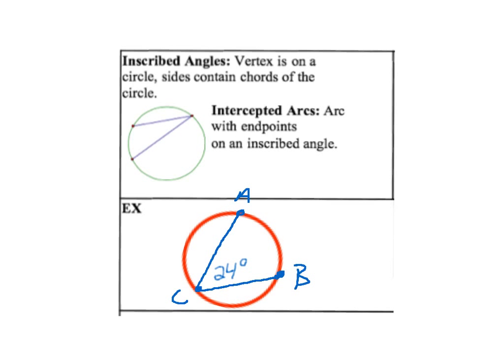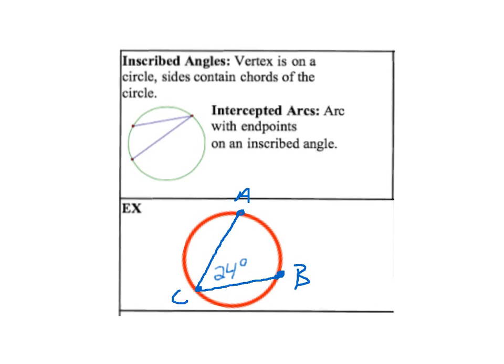Okay, so we've been talking about inscribed angles. We talked about the definition here. An inscribed angle is an angle with its vertex on the circle. The sides contain the chords of the circle. So if we look at this angle right here, it's the one in blue. That's the angle we're talking about.